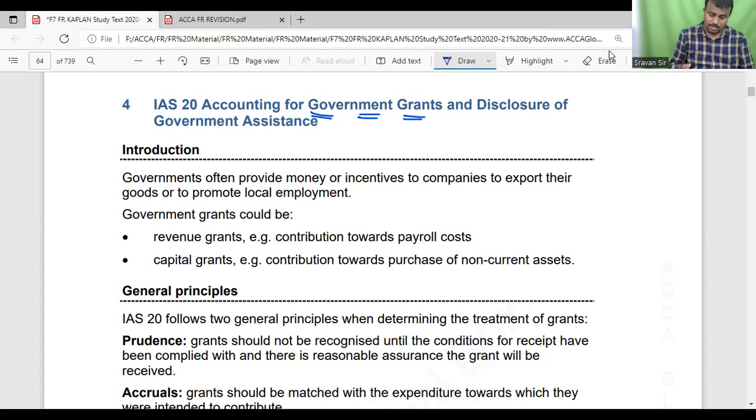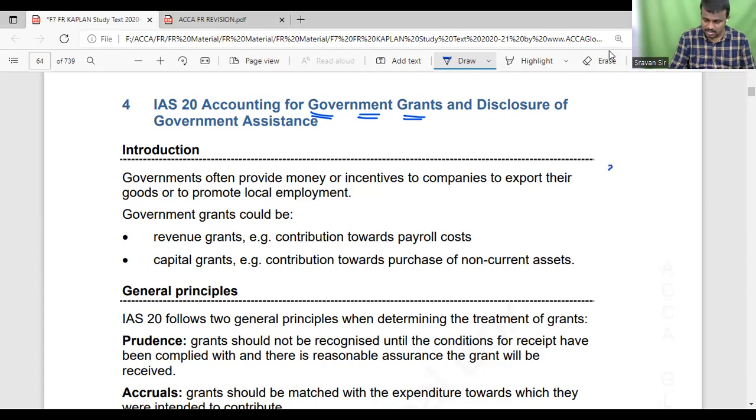And in some cases, if you start the entity, then we will provide some tax holidays to you for some period, like 5 to 10 years. That type of assistance is provided. Those are covered under non-monetary, and the first one is covered under monetary items. That type of assistance is provided by the government to the entity for promoting the goods, marketing, or promoting the local employment. So that is about government grants.